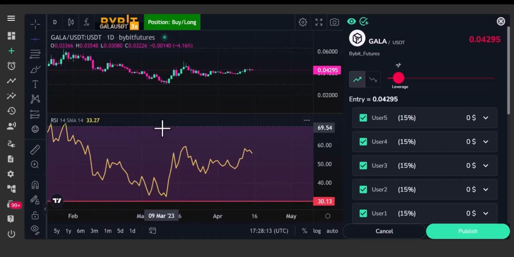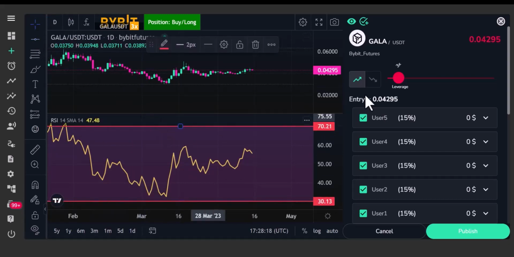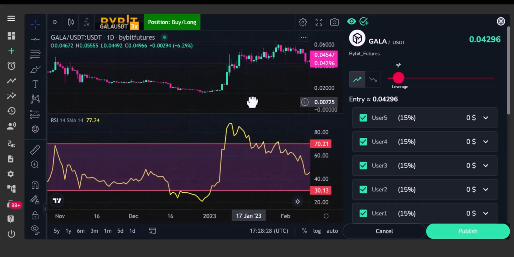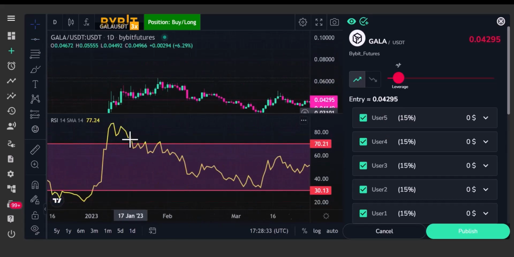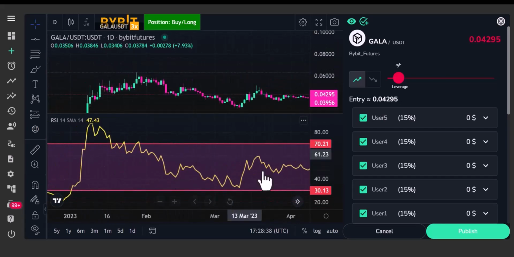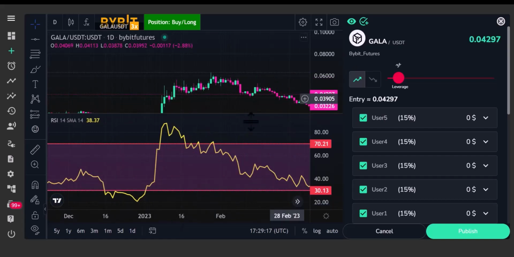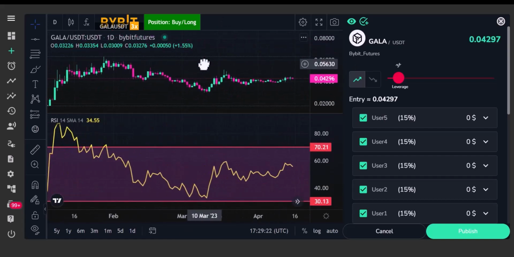The RSI line is plotted as a line oscillating on a chart below the price chart and fluctuates between 0 and 100. If it rises above 70, it is generally considered overbought, and if it falls below 30, it suggests oversold. Traders use this information to make decisions about when to buy or sell a security.